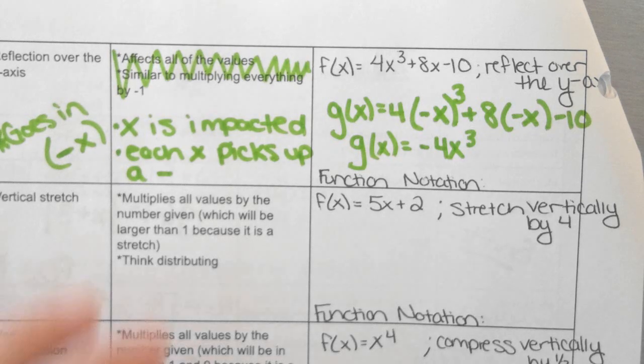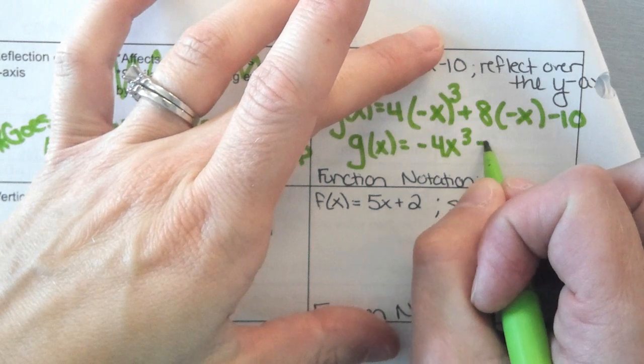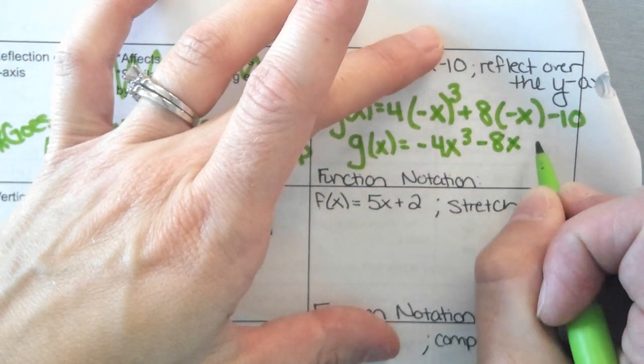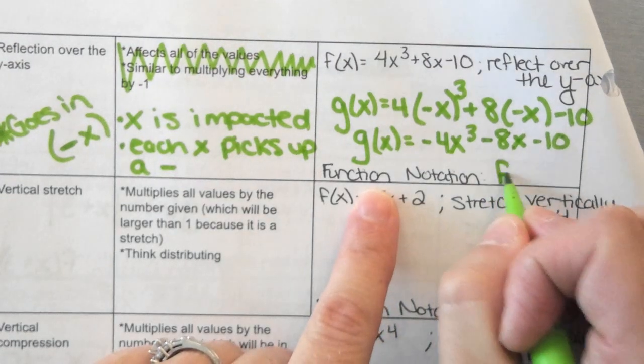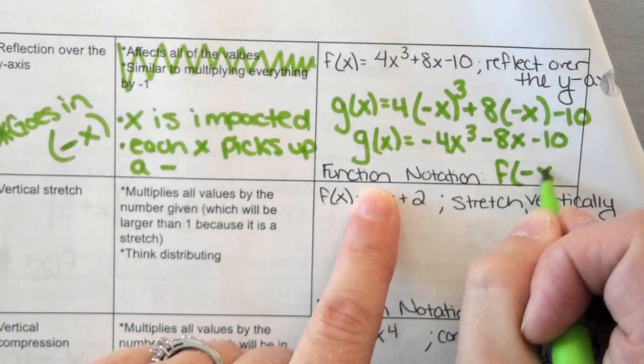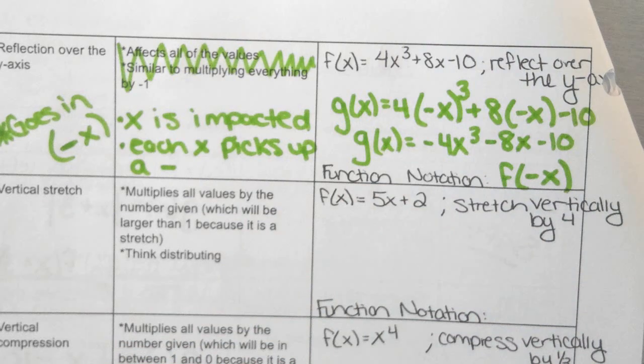Negative x times 8 is going to give me negative 8x, and then I've got my minus 10. So in terms of my function notation, what did I do? I took the negative and I put it right in there with the x.